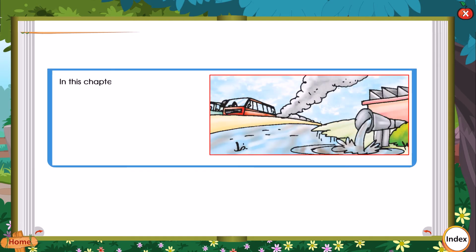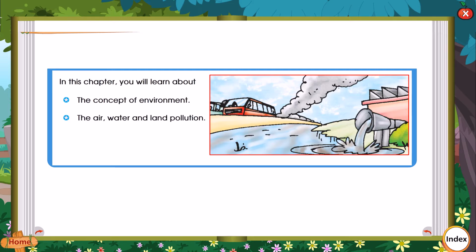In this chapter, you will learn about the concept of environment, the air, water, and land pollution, the concept of reduce, reuse, and recycle.